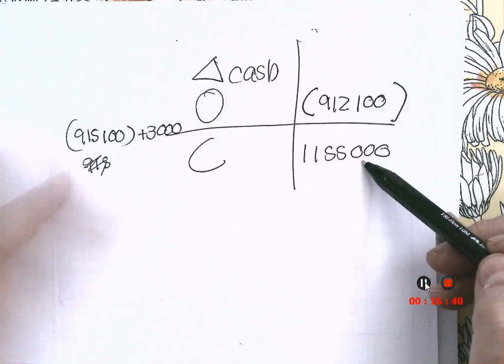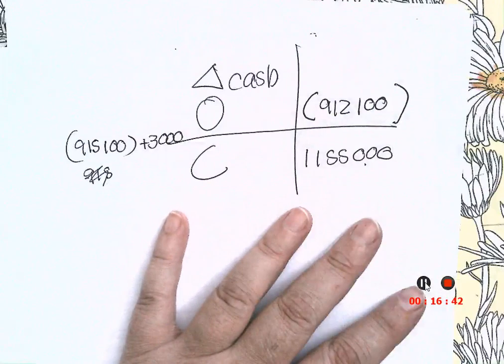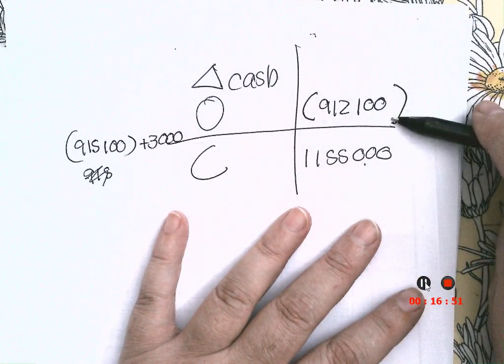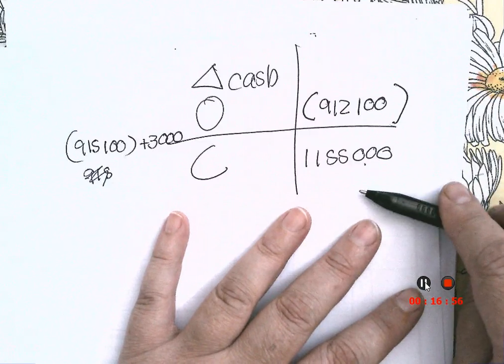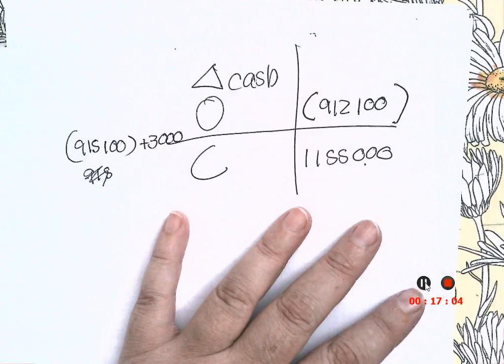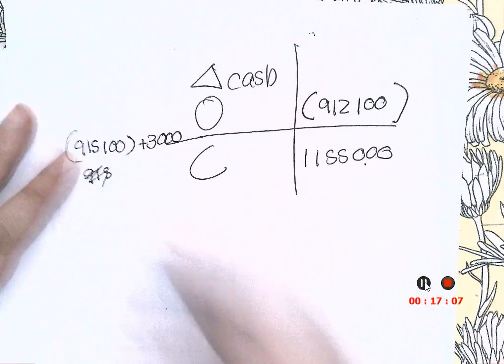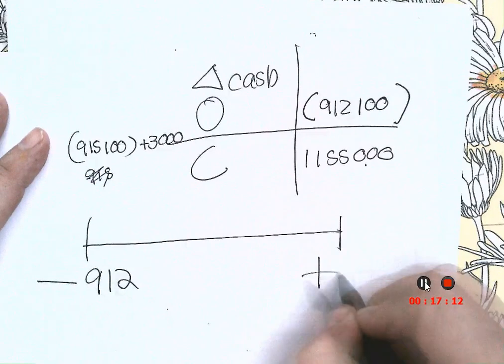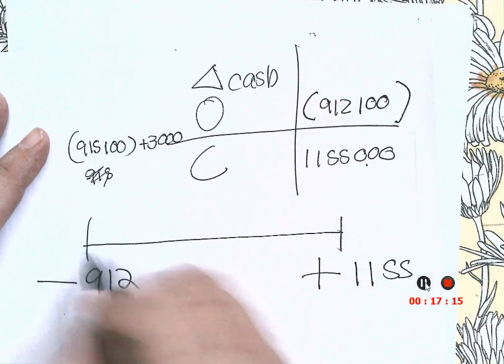So now I ask you, what is my change in cash? So, can you see that it's going to be quite a big amount, because my opening was negative with almost 1 million, and I'm ending with a positive 1 million. So can you see the change is going to be close to, if not more than, 2 million positive inflow. Because we literally went from minus 912 to plus 1155. So we went from there to there, so there's obviously going to be an inflow.